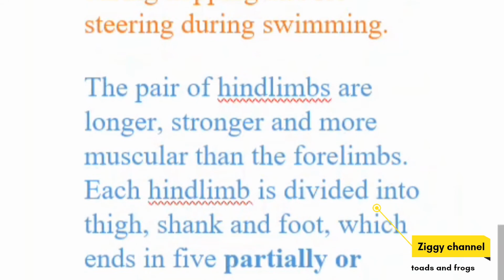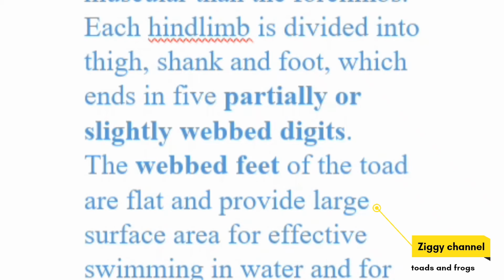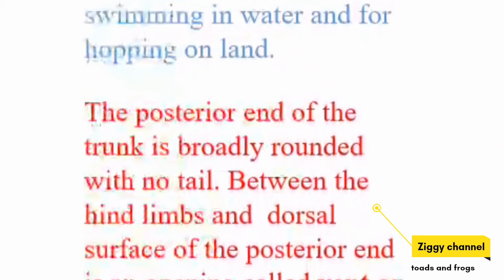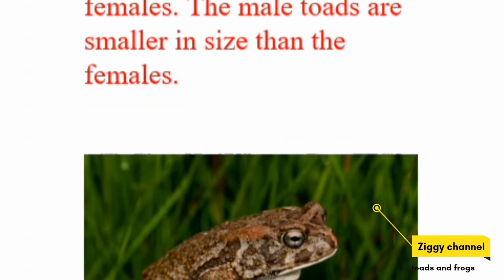The pair of hindlimbs are longer, stronger and more muscular than the forelimbs. Each hindlimb is divided into thigh, shank and foot, which ends in five partially or slightly webbed digits. The webbed feet of the toad are flat and provide a large surface area for effective swimming in water and for hopping on land. The posterior end of the trunk is broadly rounded with no tail. Between the hind limbs and dorsal surface of the posterior end is an opening called the vent or cloaca. The cloaca is used as a passage for feces, urine, sperm in males and eggs in females. The male toads are smaller in size than the females.